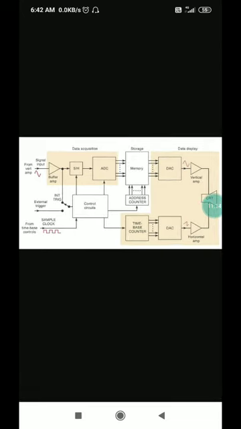So this DSO is better than CRO. Okay, but DSO is more delicate than CRO. DSO is costlier than CRO. DSO is highly accurate, and it offers many more options in measurement than your CRO.